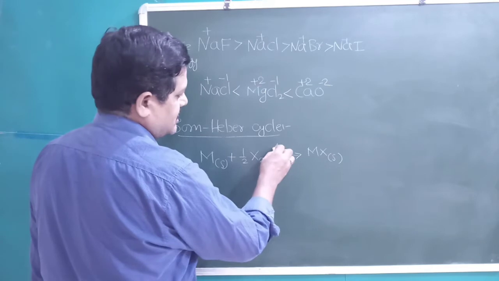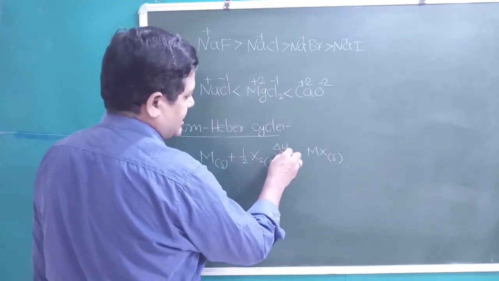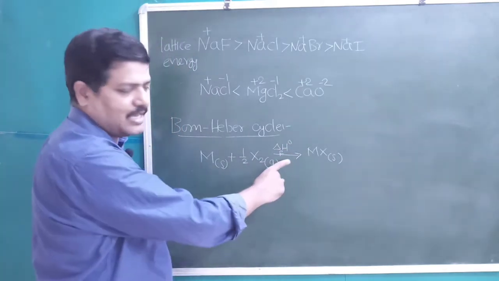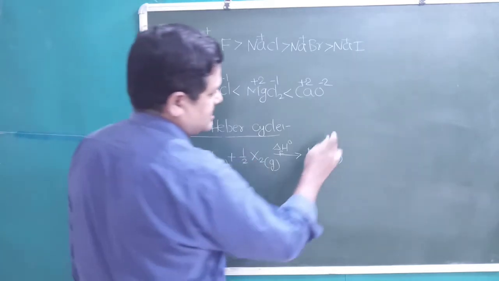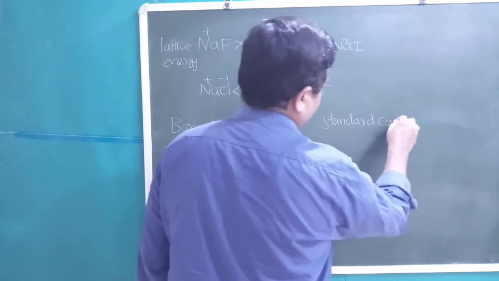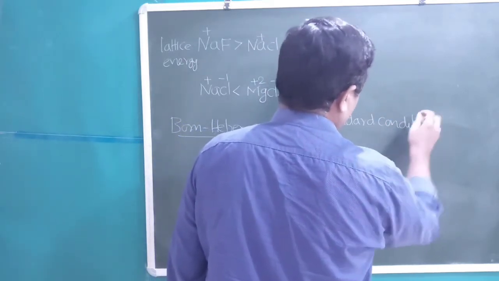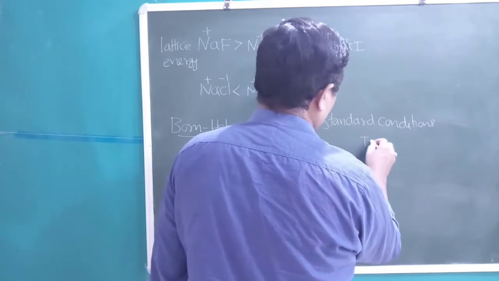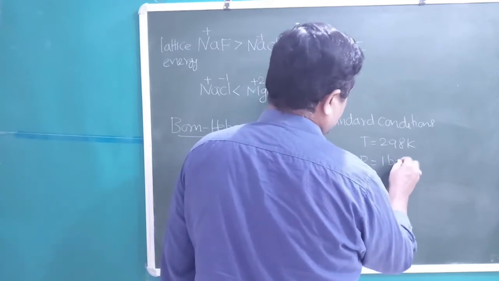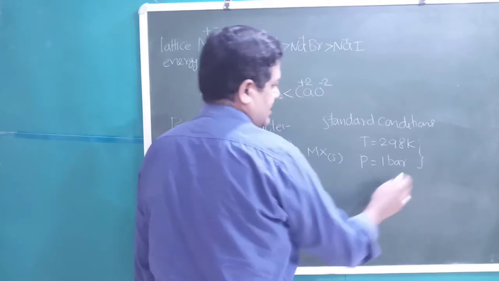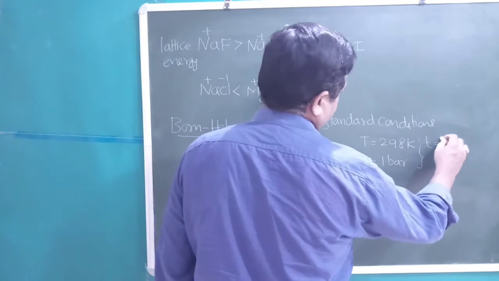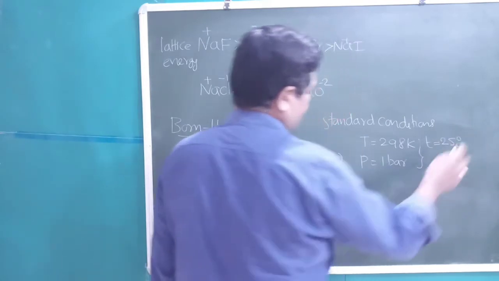At standard conditions, the enthalpy of formation is indicated as delta Hf naught, right? Standard conditions in thermodynamics: temperature is 298 Kelvin, which is equal to 25 degrees Celsius, and pressure is 1 bar. These conditions are known as standard conditions.